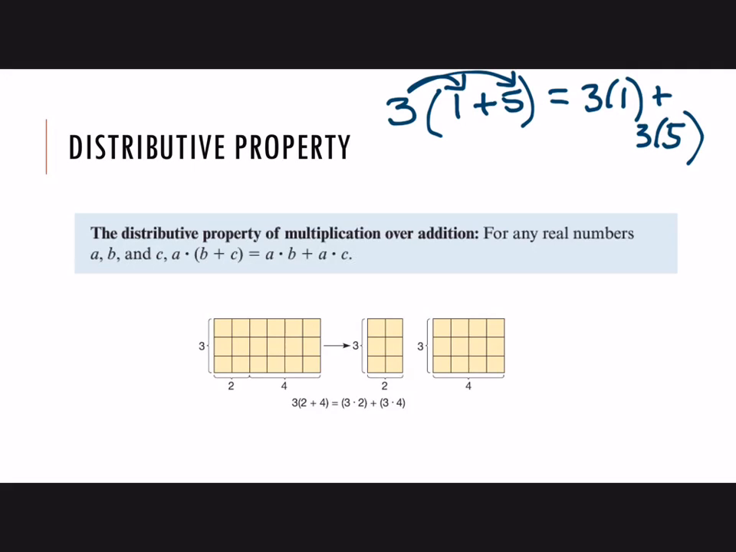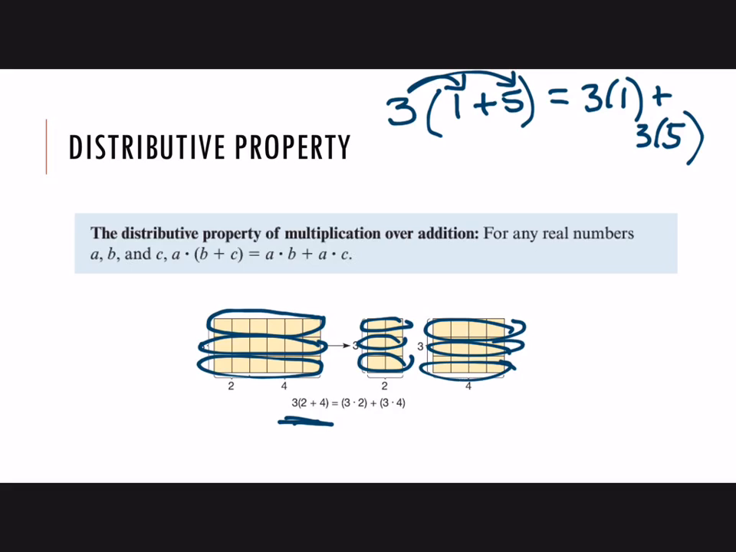Now a picture to explain why that's true. Okay, here's 3 times (2 plus 4). So basically we're thinking of this as 3 rows of 6, 3 rows of 2 plus 4. And the distributive property just says, okay, well I can rearrange and regroup here and instead look at the 3 groups of 2 first and look at the 3 groups of 4 and then add those together.